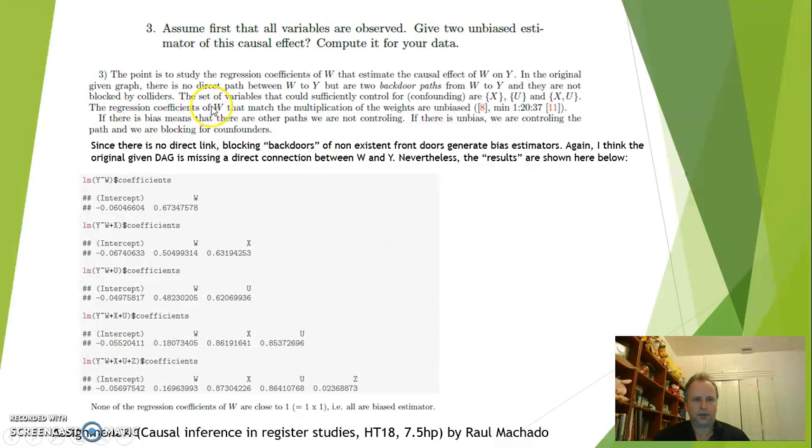The regression coefficient of W that matches the multiplication of the weights is unbiased. If there is a bias, it means that there are other paths we are not controlling. If there is some bias, we are controlling the path, and we are blocking for confounders. But again, I think something is missing here. Let's look at the percentage of the results anyway. You see, none of them give you 1 because I use the weights as 1.